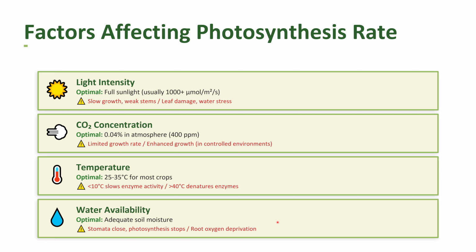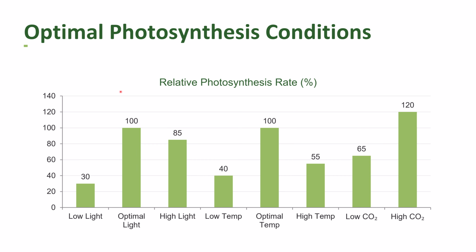By managing these four factors, farmers can ensure their crops grow as fast and healthy as possible. Let's look at the data. This chart shows us exactly how much a plant's work rate changes depending on its environment. The chart uses 100% as the optimum, or perfect growth rate. Anything lower than 100 means the plant is struggling, anything higher means the plant is supercharged.